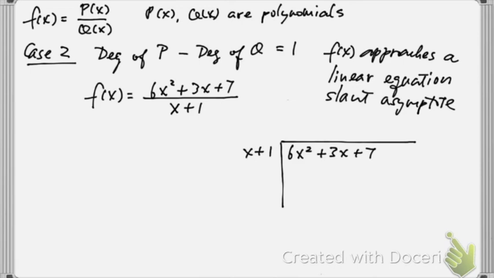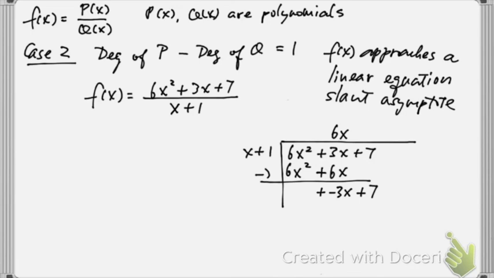And you remember how to do long division from one of the earlier videos. So I'm going to divide x plus 1 into this expression here, and in order to satisfy my first term, I'm going to need to multiply by 6x, right? So this is going to give me 6x squared plus 6x, and then I'm going to subtract. This one goes away, and I'm left with negative 3x for my second term. And then I'm going to pull down the 7.